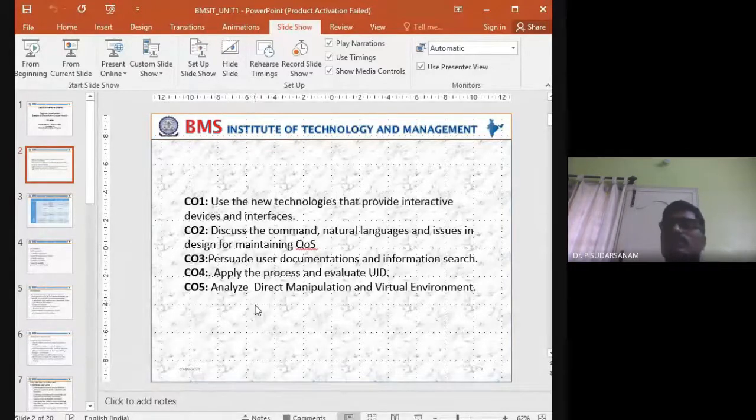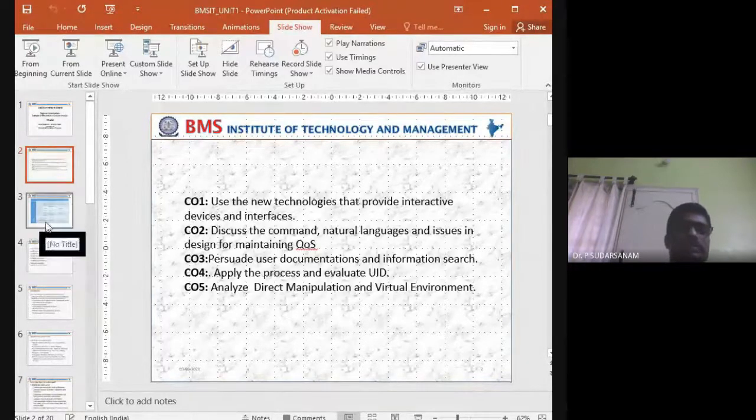Not only business type, even how they will be doing the interactions and manipulations. Suppose one company gives 1%, and some other company gives 2%. All these things, direct manipulations, virtual, they should be able to do whenever it is required. That is the course outcomes for the user interface design, UID.